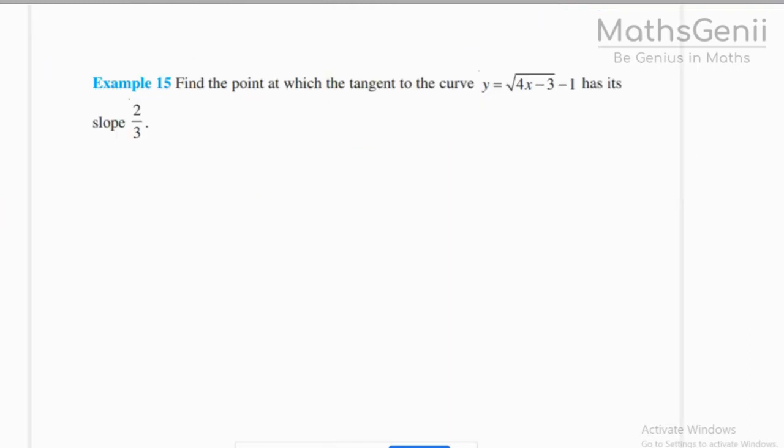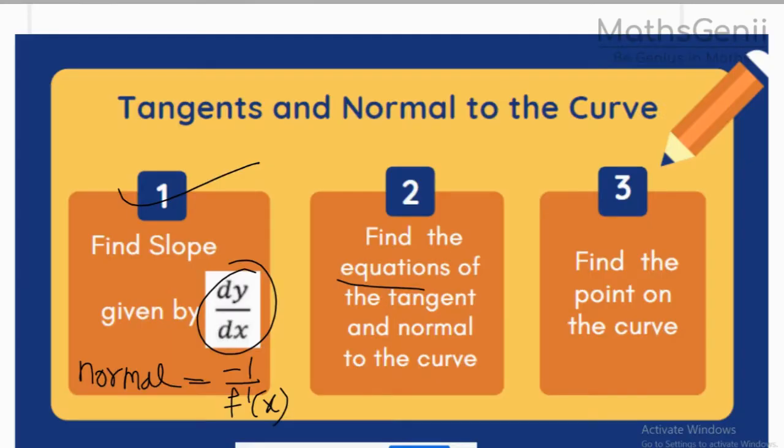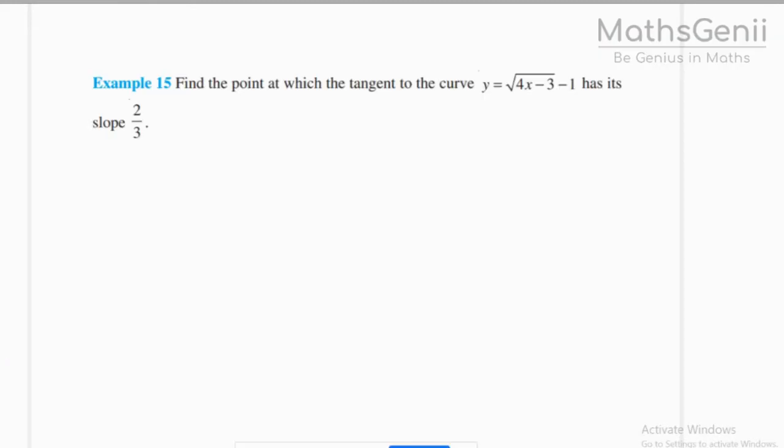Now, the last type of the question that is asked. We have covered both these types. The third type is find the point on the curve. So let's look at that question also.